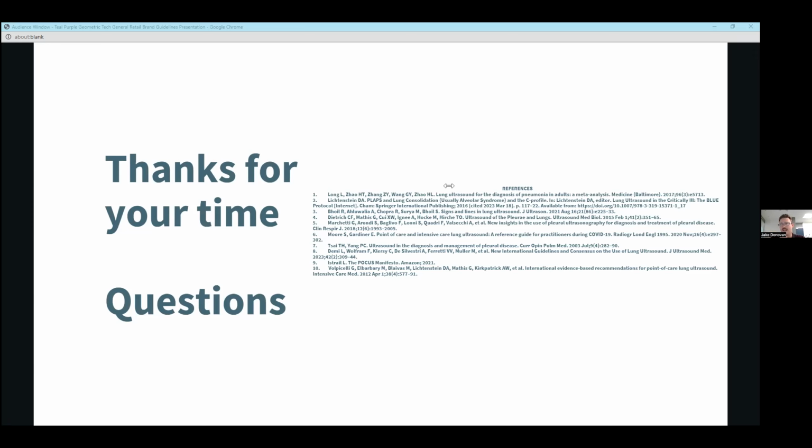But they're saying quite clearly that the curvilinear is the one you want to use to evaluate B lines. And you know, there's something to be said for only using one probe for efficiency.